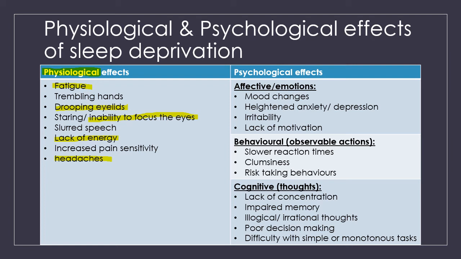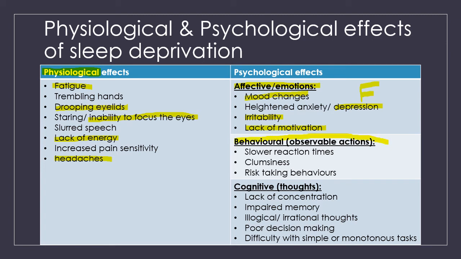So the psychological effects are broken down into 3 different categories. The affective, so the emotions. I like to remember it with the F, because it's got an F in affective, I tend to remember it as feelings. The more common one is going to be the mood changes. You're also going to have anxiety and depression, irritability, and a lack of motivation. Think of all the times that you have lost sleep and you're just so tired that you just can't be bothered doing anything. And you go off at your parents or your siblings because, well, you just haven't slept well.